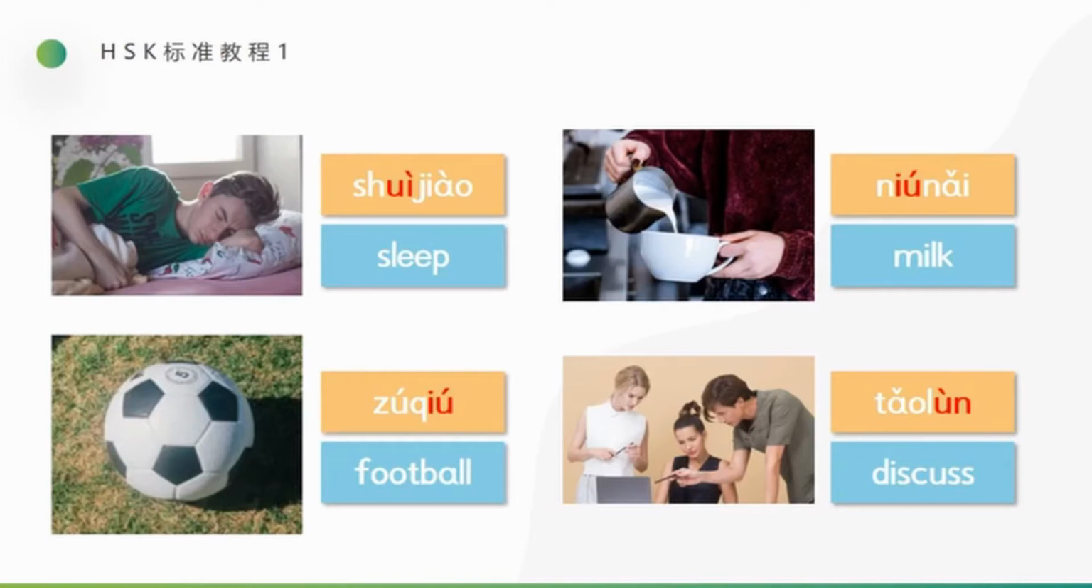Okay, last week we learned some pinyin, and through pinyin we learned some new words. Do you still remember them? Before the class, we can review some of them. Maybe it will be helpful in today's class. Do you remember these words?